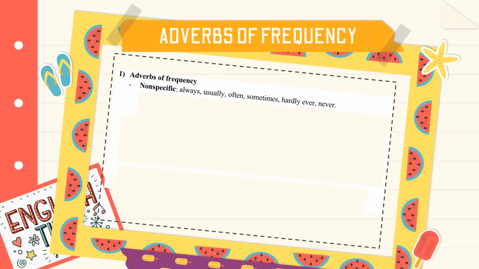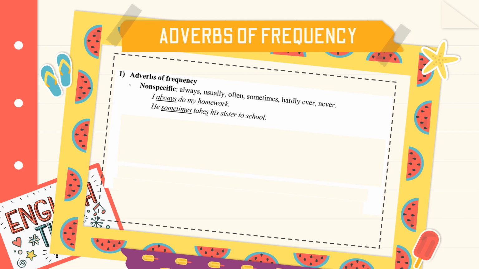Talk about adverbs of frequency. There are two kinds of adverbs of frequency. The first one is non-specific, like always, usually, often, sometimes, hardly ever, never. Why do you call them non-specific? Because they don't tell you the numbers, how many times you do it. Now, example: I always do my homework. He sometimes takes his sister to school.